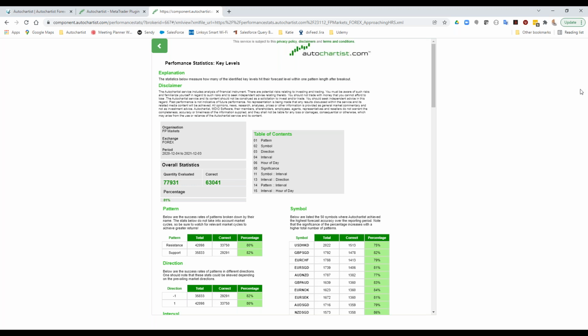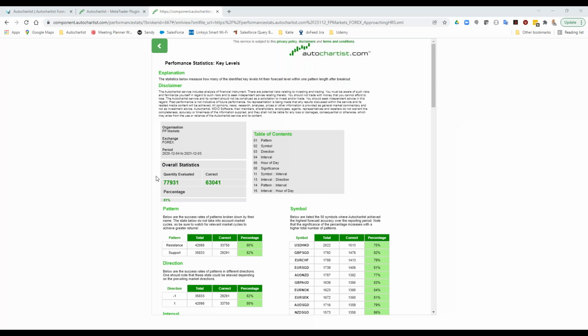Let me redraw what those look like. These are at 80%, right? So this is what an approaching key level looks like. It has not broken through support or resistance. It's still moving towards that level. You might be thinking, holy crap, 80% pass probability, Ilan, why don't I just trade approaching key levels?